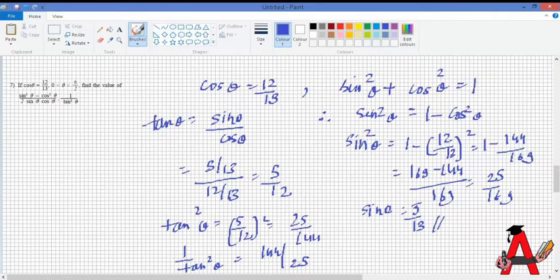Similarly, you can do one thing. This part you can practice. You can put values of sine theta and cos theta in this equation and try to find sine square theta minus cos square theta upon 2 sine theta cos theta. You will get the answer.